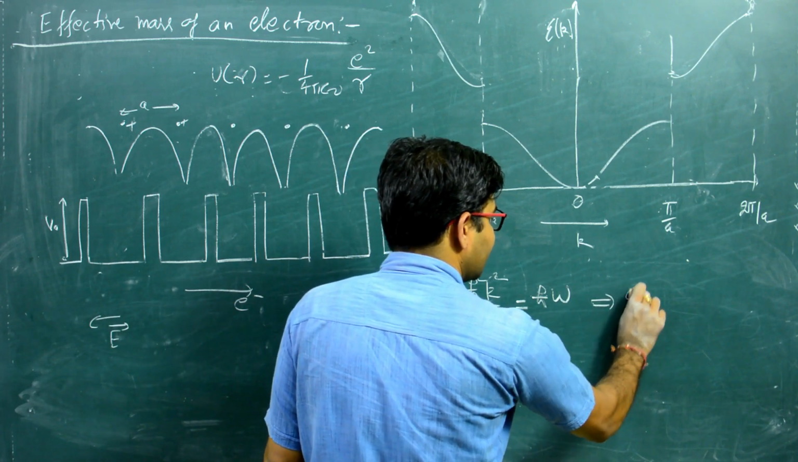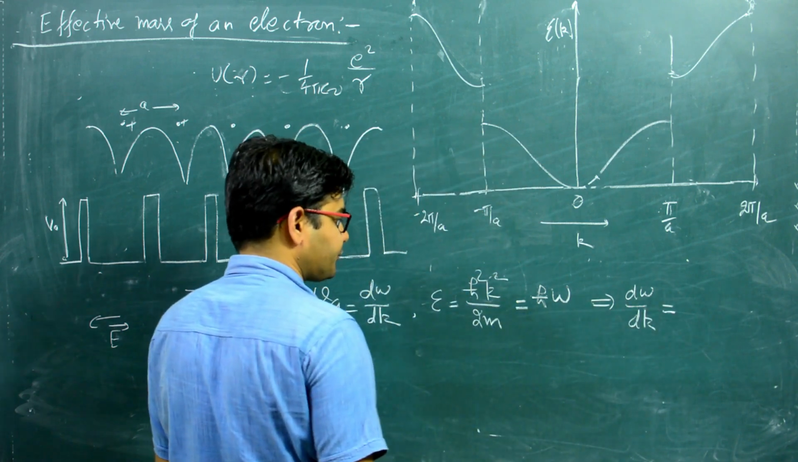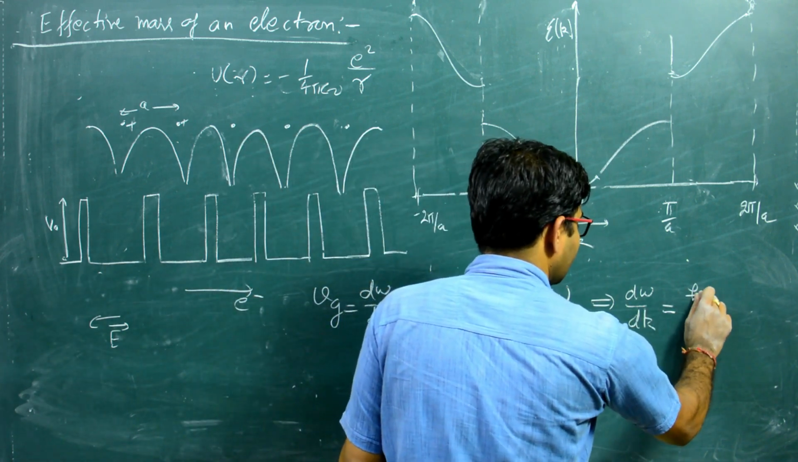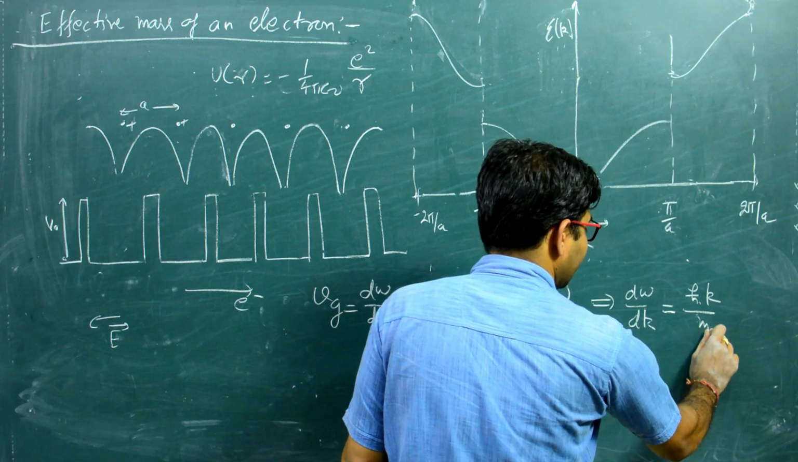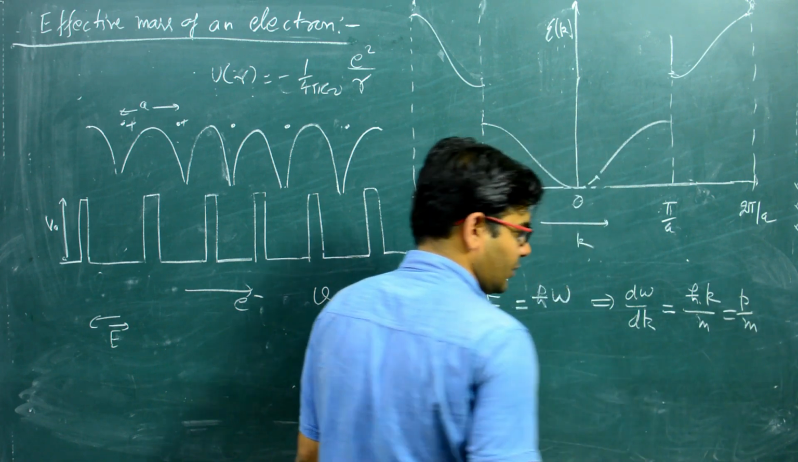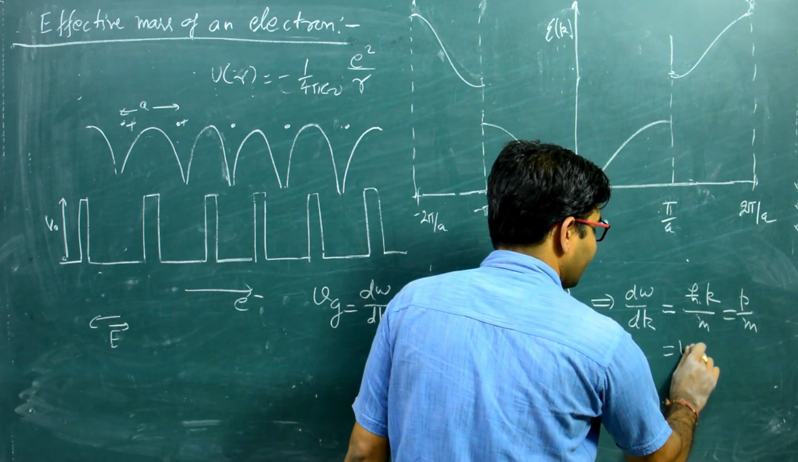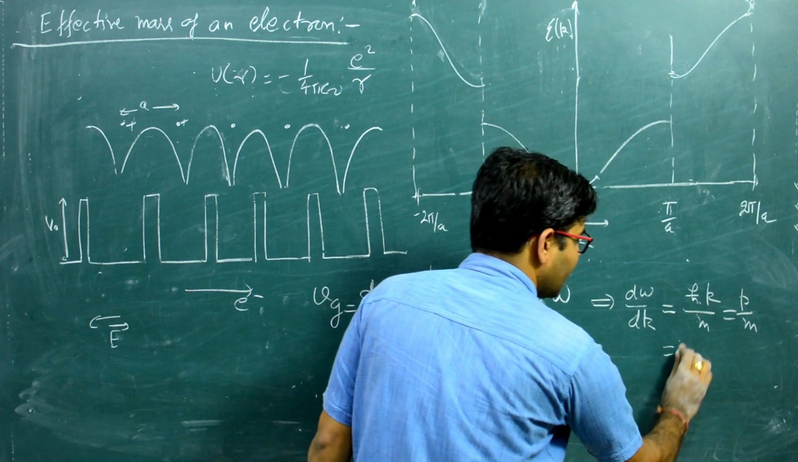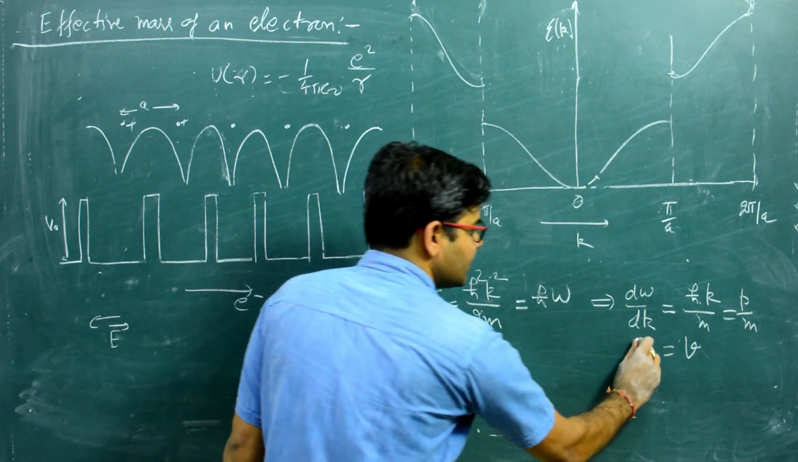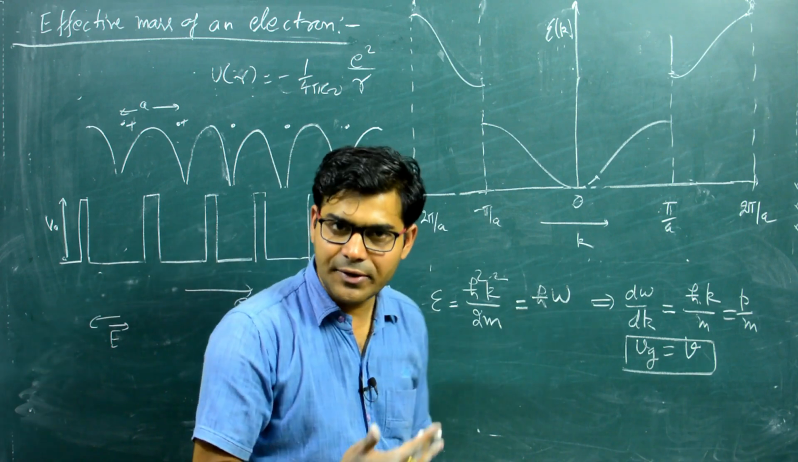So if I calculate from this relation, d omega by dk is actually equal to h cross k by m. Here h cross k is the momentum of the particle, and m is the mass of the electron, the particle being an electron in our case. So p by m is essentially the velocity v of the electron itself. So Vg is equal to v. It means the wave packet moves with the same velocity as that of the electron, which is sensible.